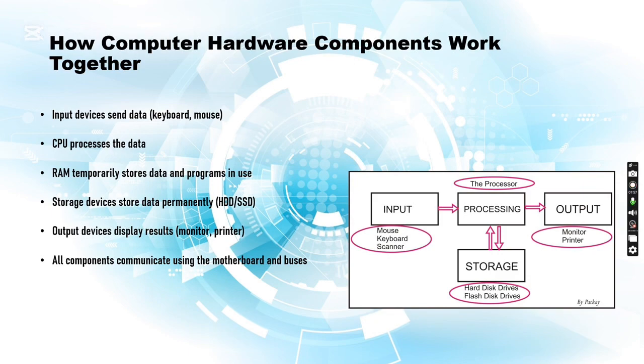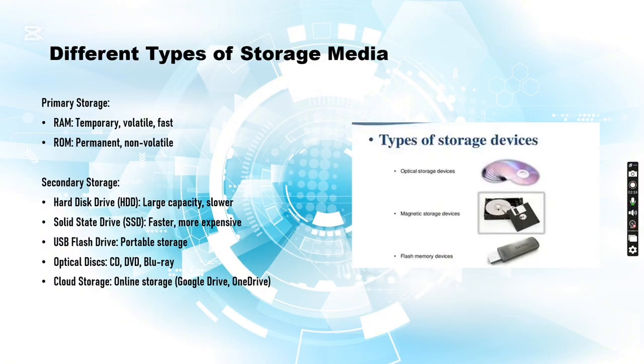How computer hardware components work together. Input devices send data, keyboard, mouse. CPU processes the data. RAM temporarily stores data and programs in use. Storage devices store data permanently, HDD and SSD. Output devices display results, monitor and printer. All components communicate using the motherboard and buses.